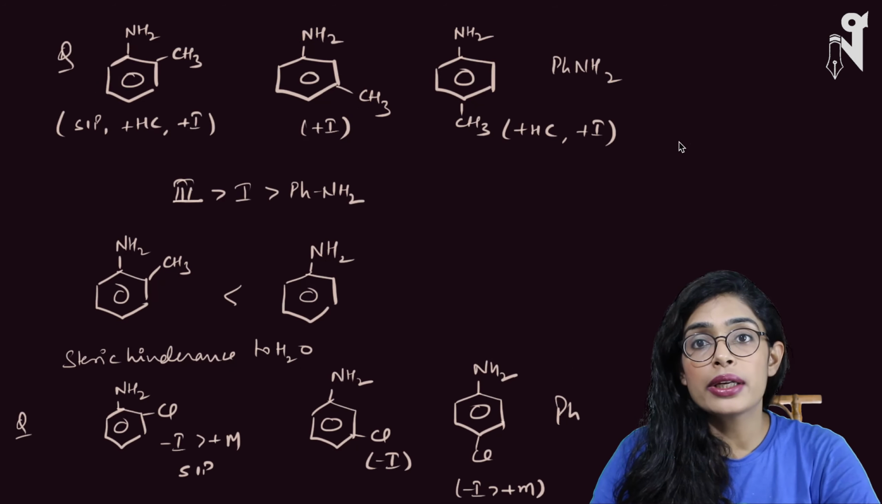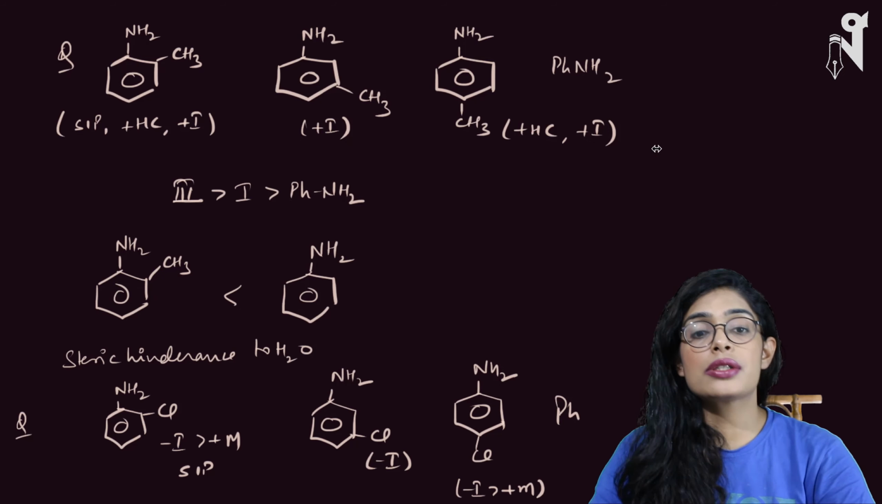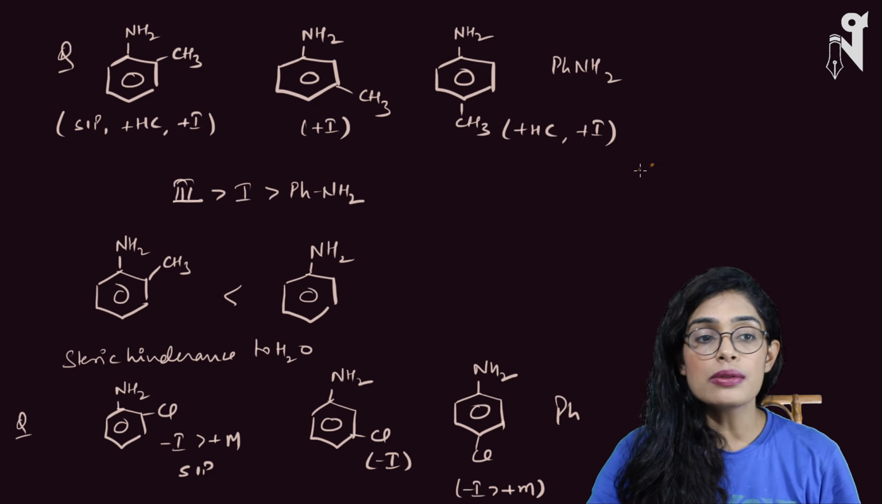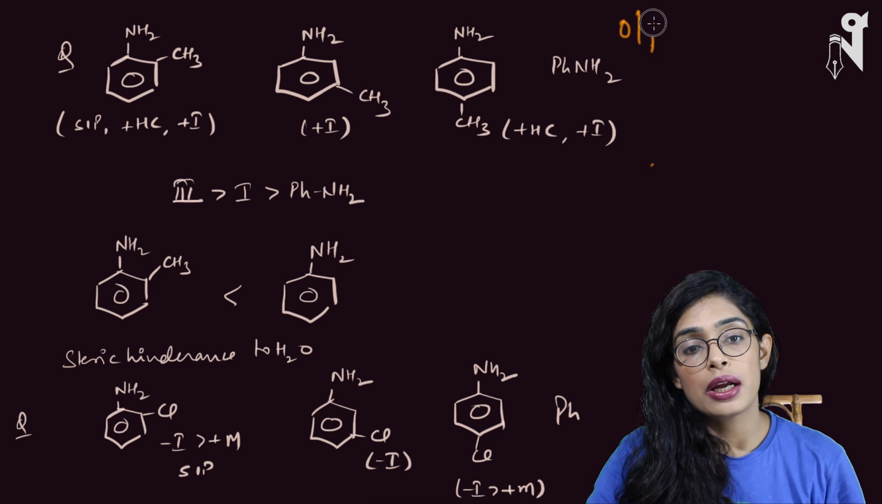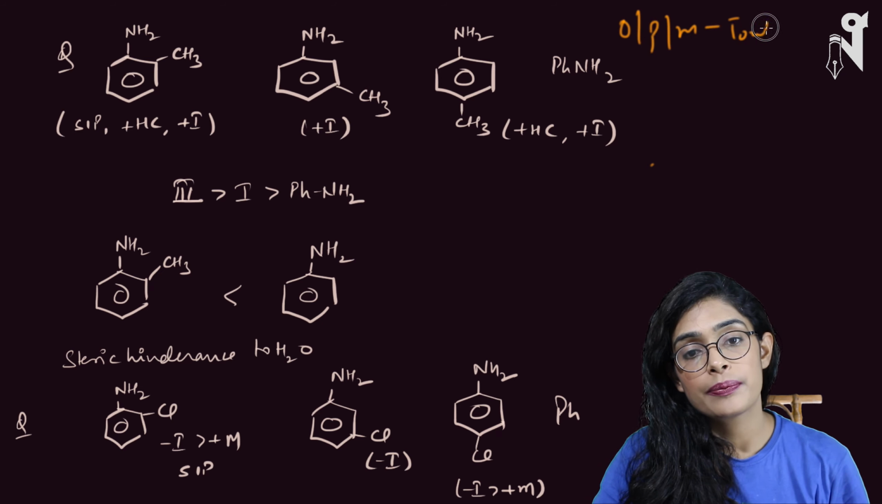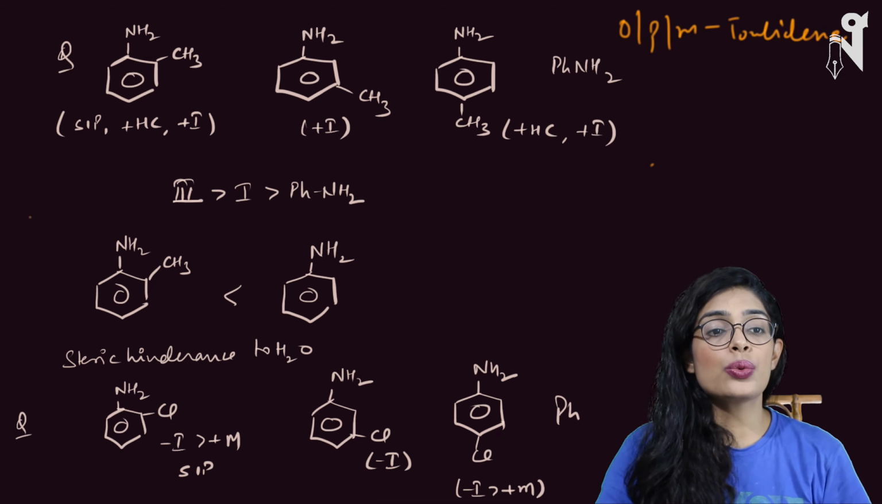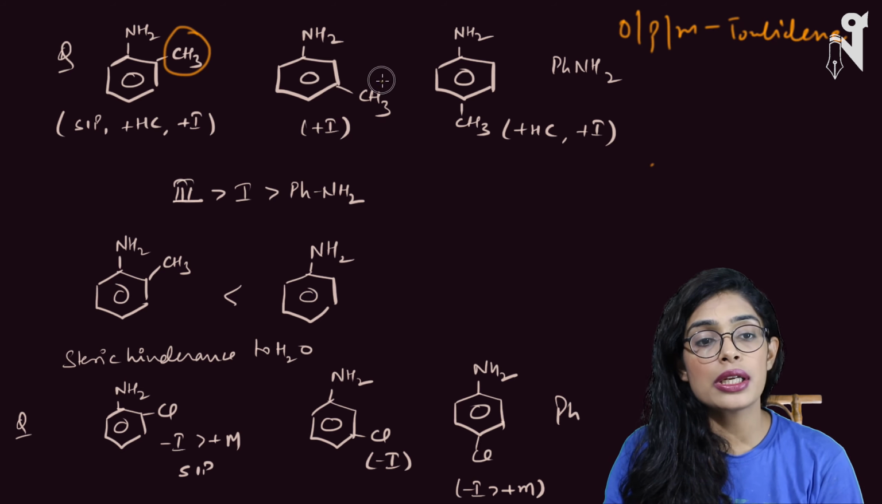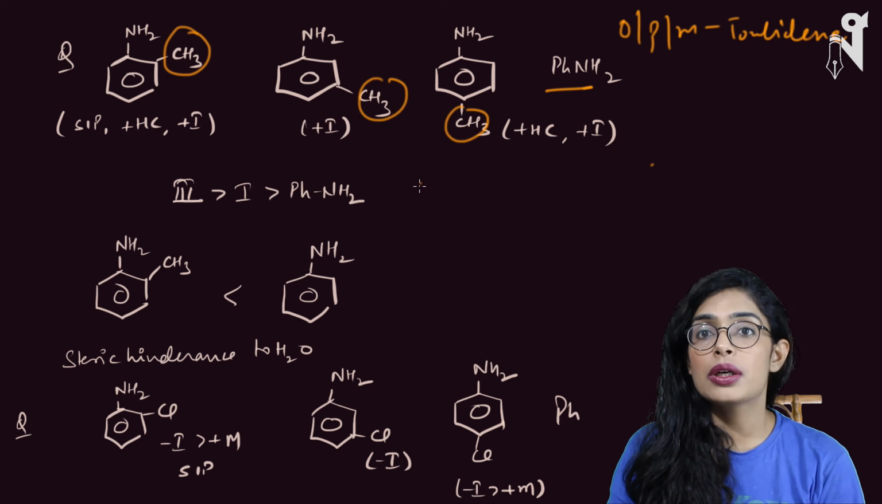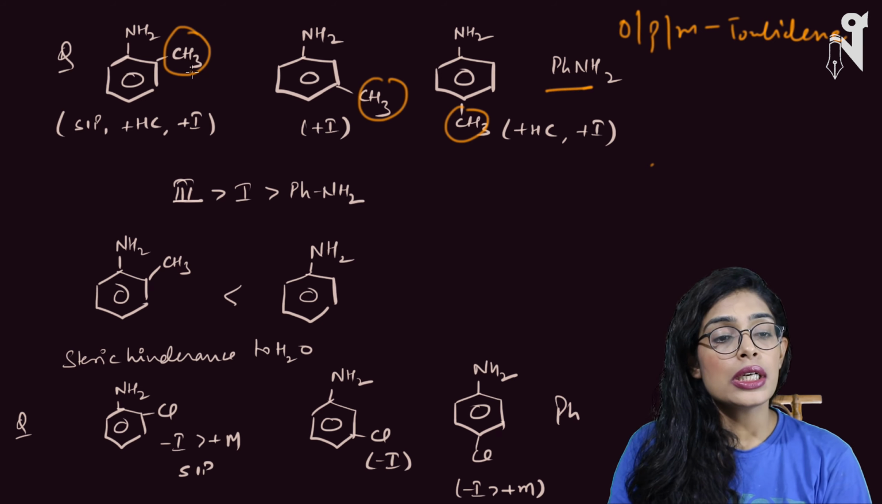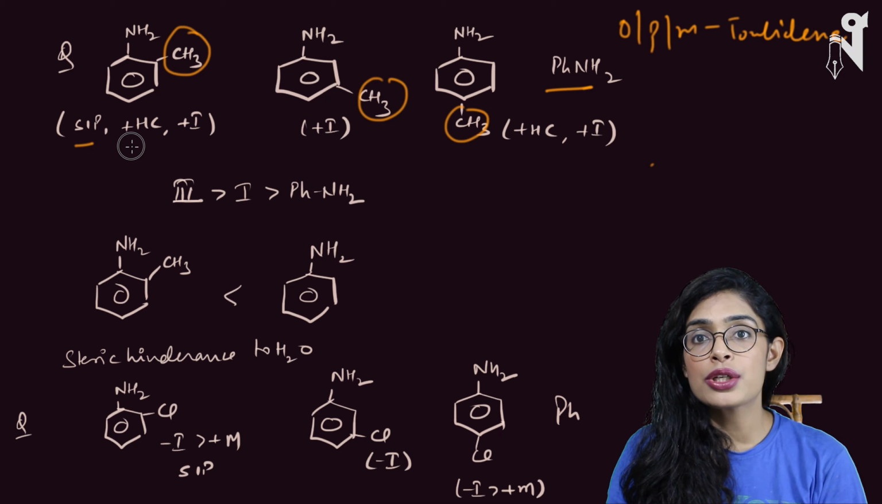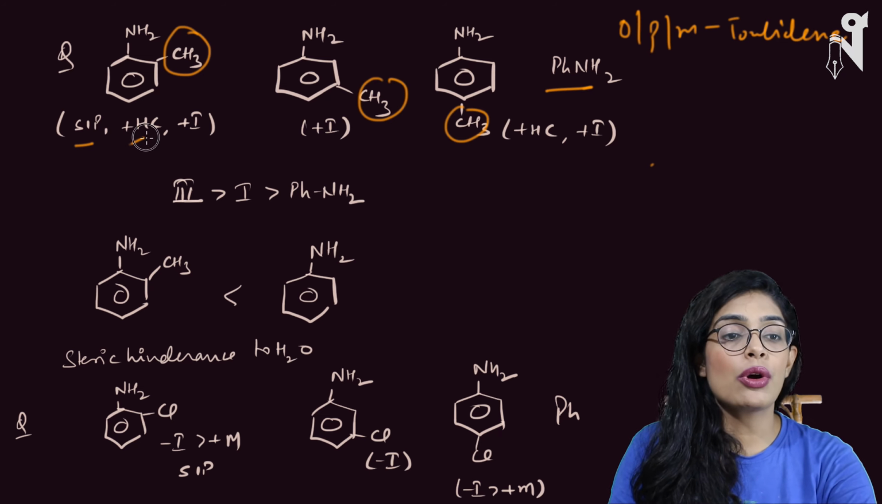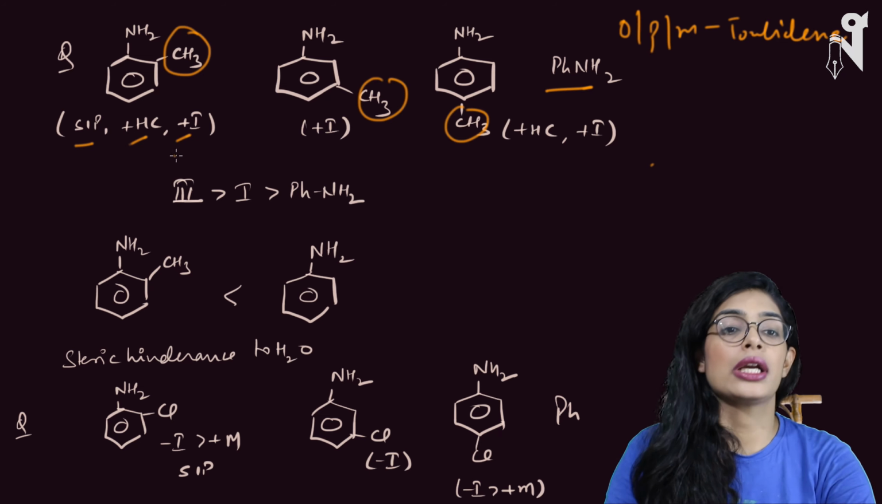Hello everyone, so let's look at the questions, the examples that are given here. It's on the concept of what we have understood just now. So we have ortho, para, meta toluidine. This NH2 with CH3 is called toluidine. So in the first case we have CH3 on the ortho position, then meta, then para, and then normal aniline. If you look at the CH3 on ortho, it is showing SIP, that is steric inhibition of protonation, which is a base weakening effect, along with hyperconjugation donating and inductive donating.